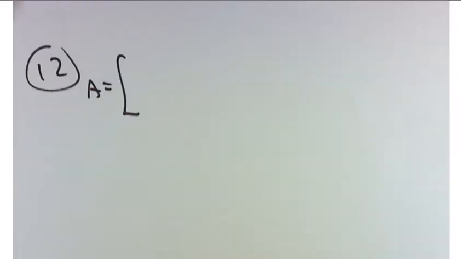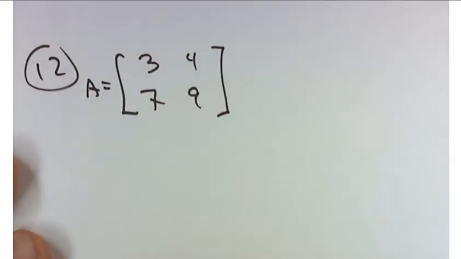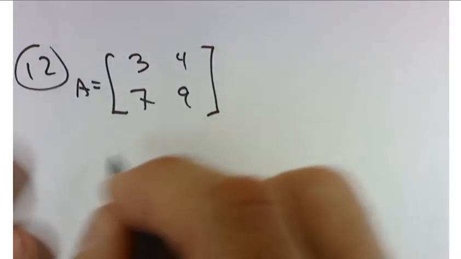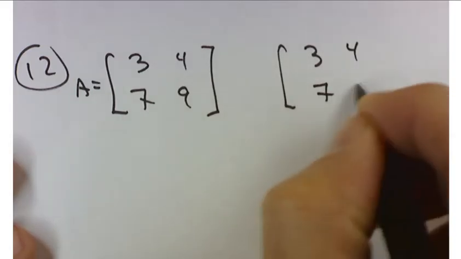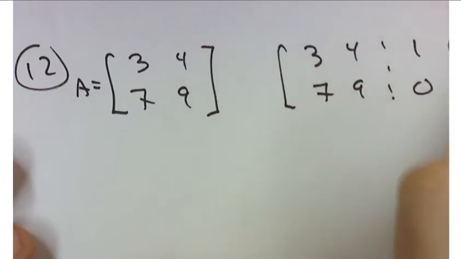We'll start with problem number 12. So matrix A in problem number 12 is 3, 4, 7, 9. To find the inverse, I'll begin by writing 3, 4, 7, 9, and 1, 0, 0, 1.